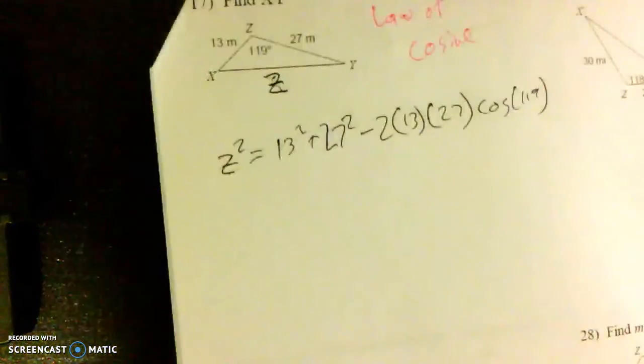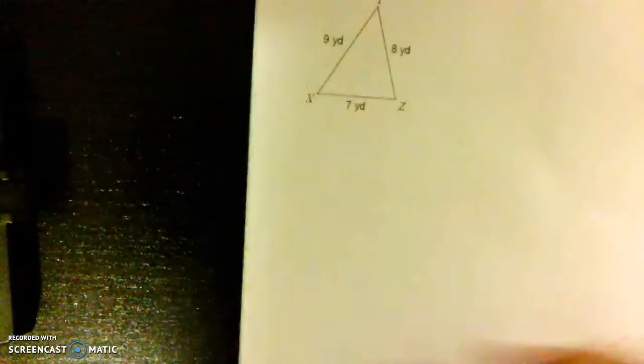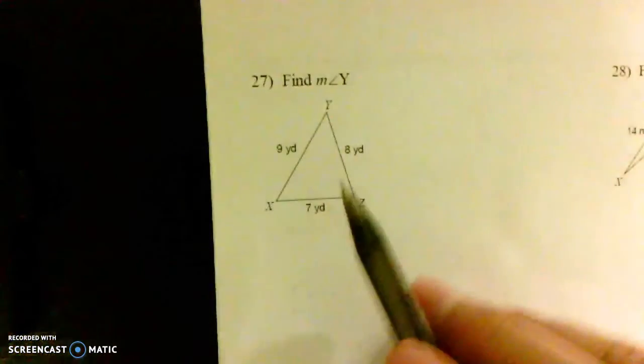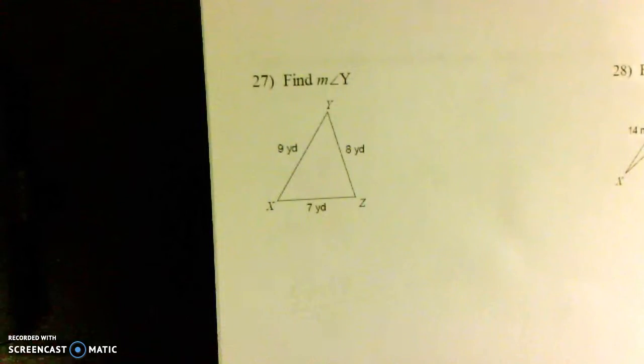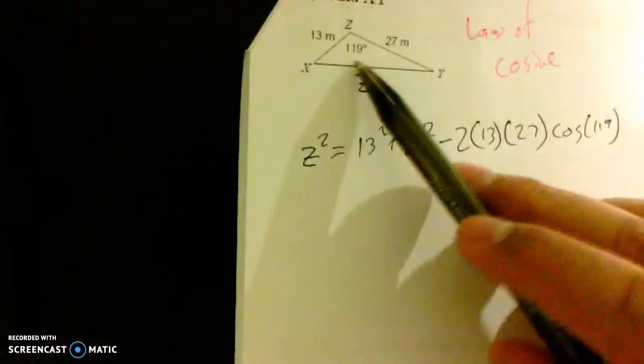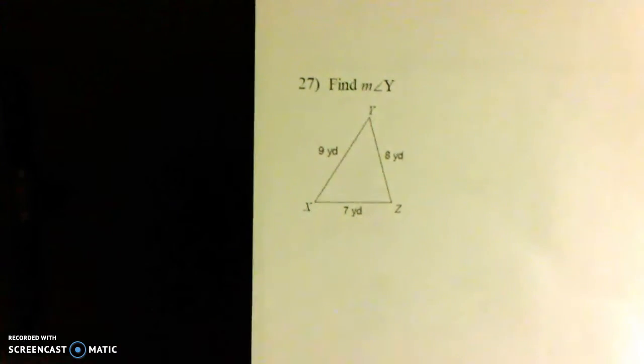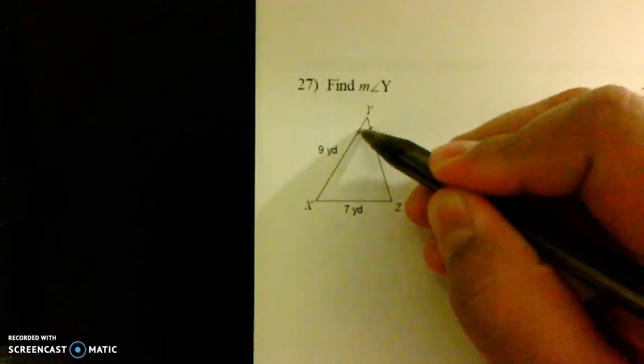Same idea for number 27. You've got to use law of cosine because you have all three sides. This is always going to be a law of cosines when you have all three sides like that. So the ones that look like you want to take the area and the ones that are all three sides are going to have to be law of cosine. But you've got to be careful with the way you set it up.